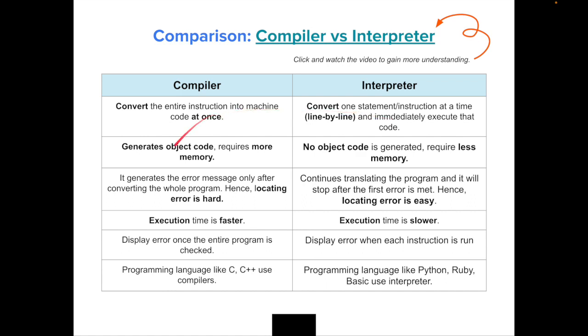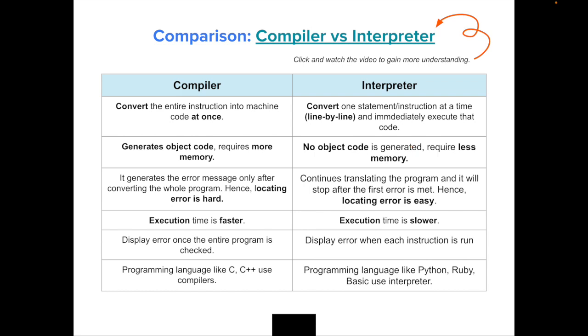And then next point, compiler dia generate object codes. So maksudnya dia requires more memory. While on the other side, interpreter dia tak ada object code. Hence, they require less memory. Apa maksud object code ni? Macam tadi, compiler dia akan produce satu file, betul? Executable file. So file tu disebabkan nak produce that file, sebab itulah dia perlukan lagi banyak memori lah. Okay, interpreter dia tak ada produce apa-apa file, maka dia tak perlu guna banyak memori.